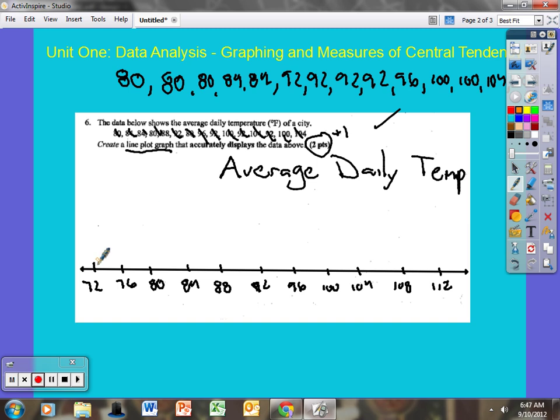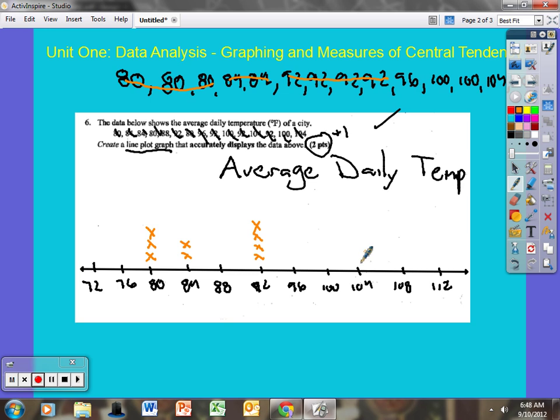Let's go 80s. I had 2 of them. Oh, I had 3. 1, 2, 3. I could cross those out. I don't need them anymore. I had 2 84s. Oh, look at that. There's an 84 right there. Plot those 2 points there. I had 2 92s. Oh, 4 92s. 1, 2, 3, 4. That works.